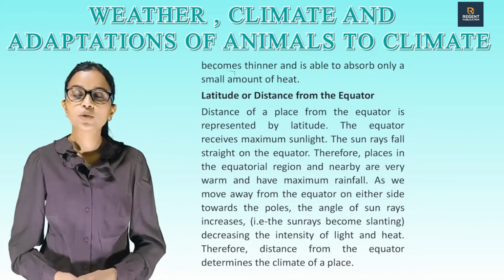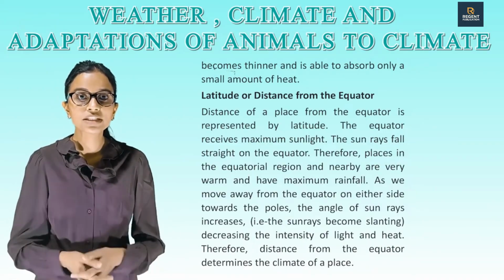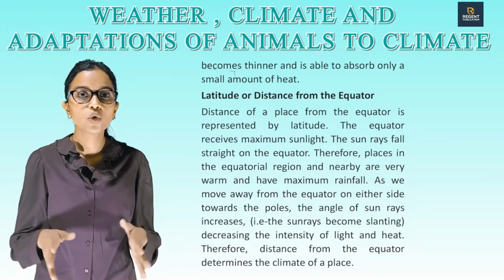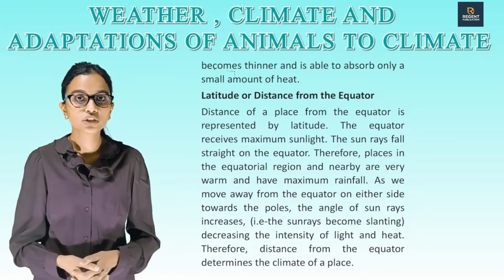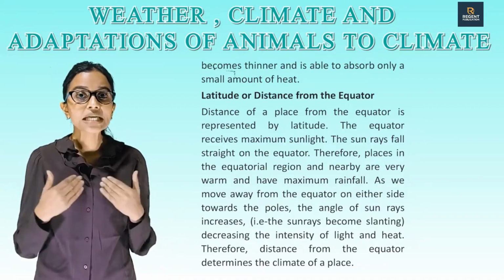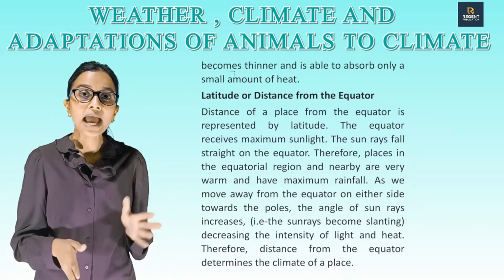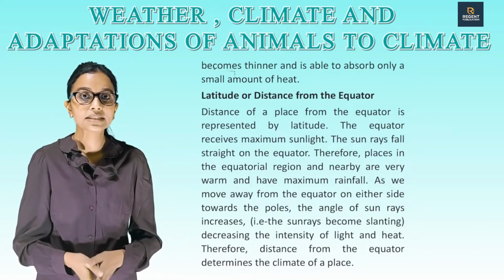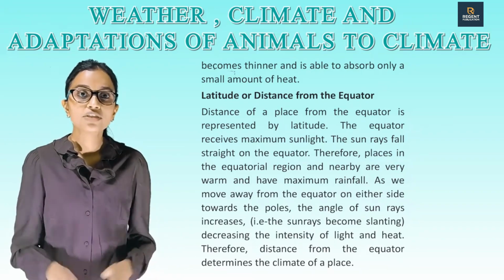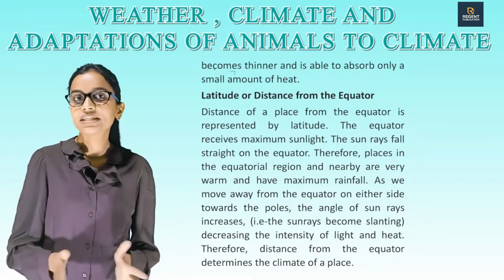Latitude or distance from the equator. The distance of a place from the equator is represented by latitude. The equator receives maximum sunlight. The sun rays fall straight on the equator. Therefore, places in the equatorial region and nearby are very warm and have maximum rainfall. As we move away from the equator on either side towards the poles, the angle of sun rays increases. That is, the sun rays become slanting, decreasing the intensity of light and heat. Therefore, distance from the equator determines the climate of a place.